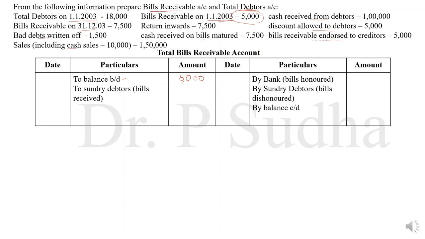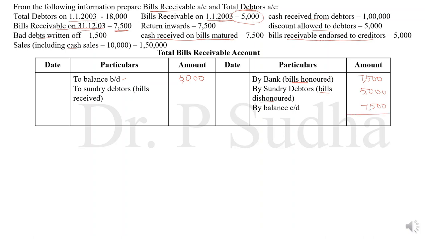Now bills honored, value of bills honored. See, cash received on bills matured. This is bills honored. So it is 7,500. Then bills dishonored. This is nothing but bills receivable endorsed to creditors. This is bills dishonored. So it is 5,000 rupees. Balance carried down. That is closing balance. Look, bills receivable on 31/12/2003. This is the closing balance. It is 7,500. So that's all. Tally your account.